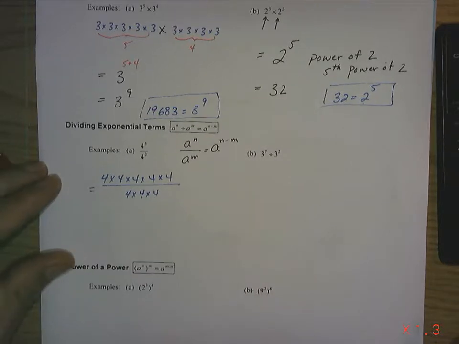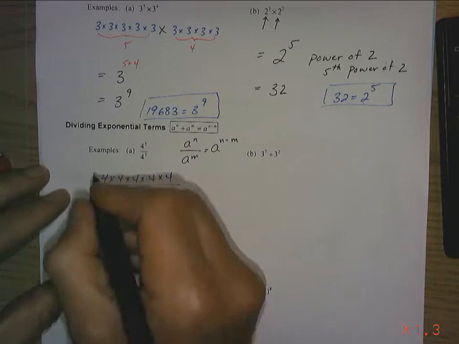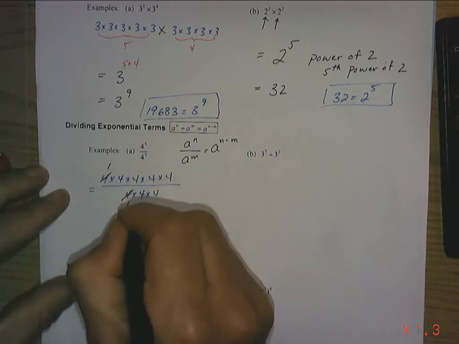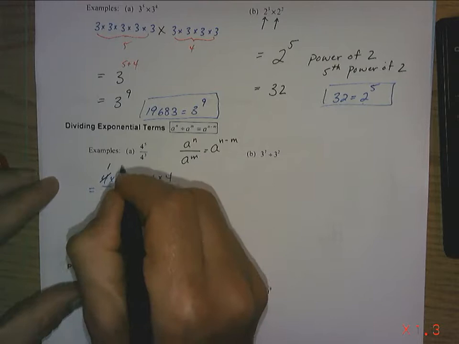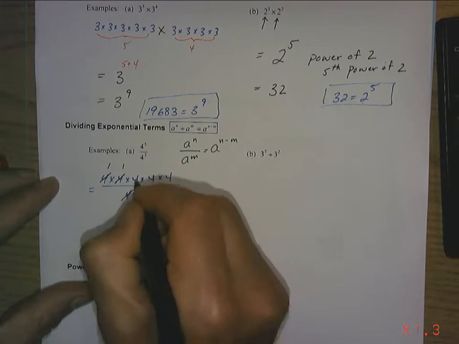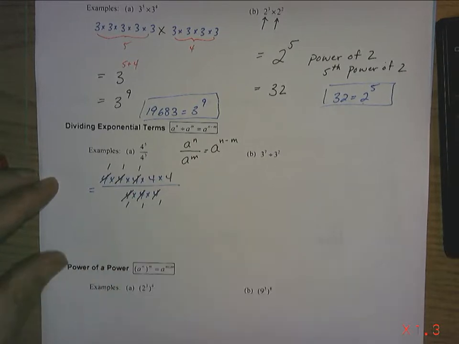Now we know that when we have division, we can reduce. I've got a 4 on top and a 4 on bottom. So it's the same as doing nothing. They're going to cancel each other out. What does that leave us with?